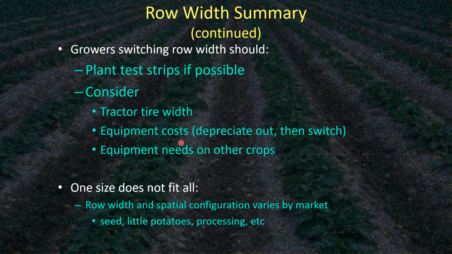Equipment costs: perhaps you want to depreciate out planters and harvesters and then switch, so wait until they're worn out. You need to consider equipment needs on other crops, so your tractor width and tire width are possibly going to be affected, and for your other crops, you may have to change things. One size does not fit all. Row width and spatial configurations vary by market and depending on the variety you're growing.